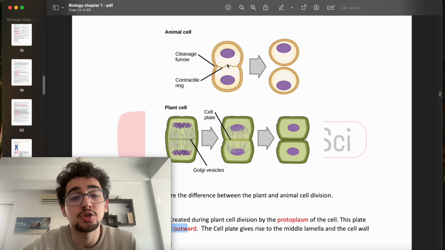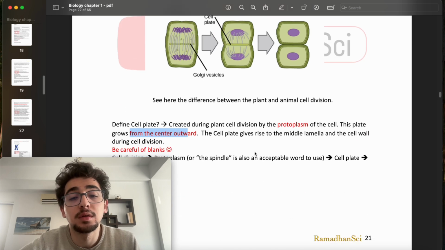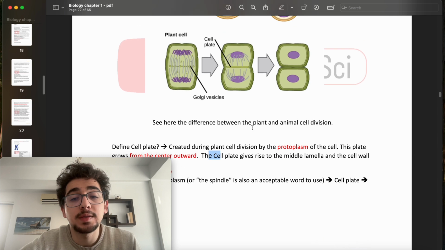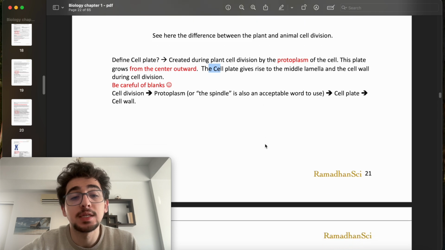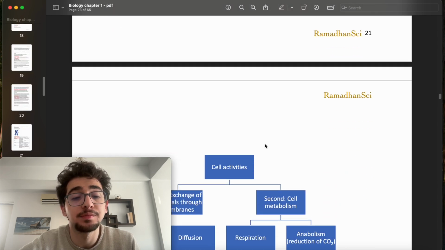And here we have the contractile ring. The cell plate gives rise to the new cell wall of the newly divided cell. And of course, to the middle lamella, which is also a part of the cell wall. So make sure you know this very, very well.